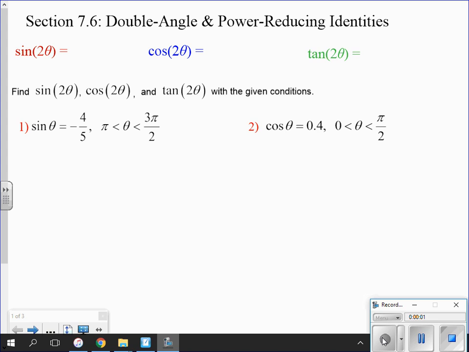Here we go, double angle formulas. And then we're also going to have some power reducing ones. Double angle formulas: the sine of 2 theta is 2 sine theta cosine theta. That's a simple one.